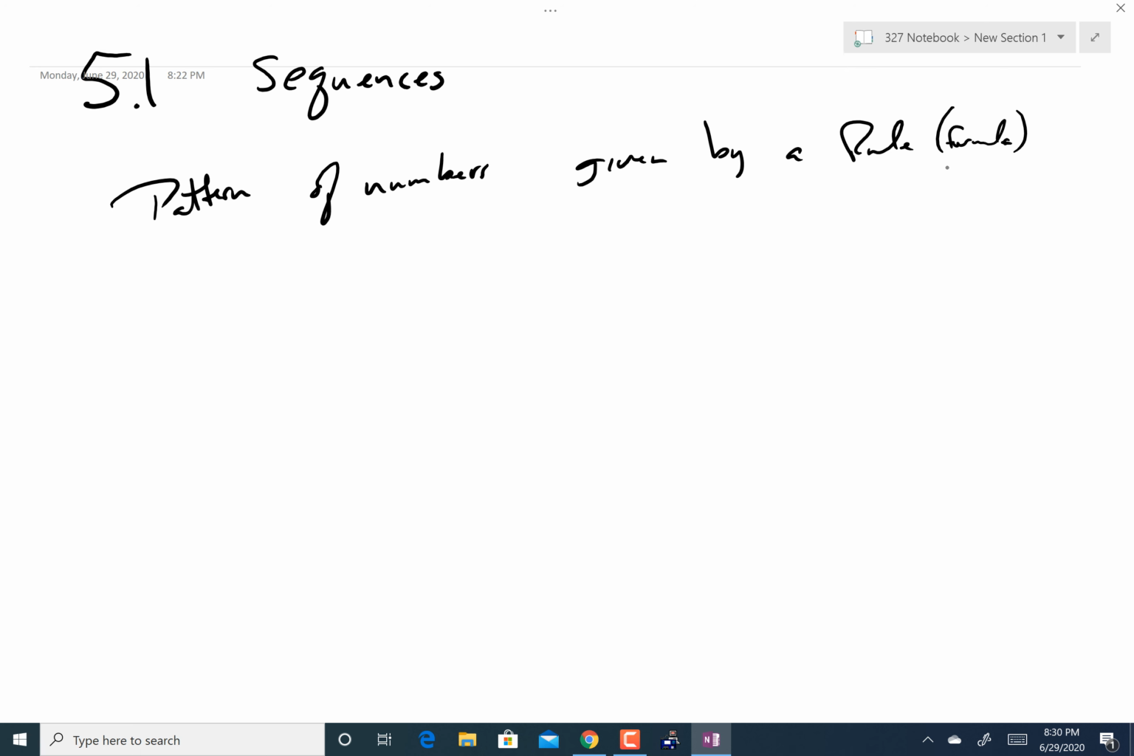Okay, so here's the game. If you can write a formula that looks like this, the nth term is given by some formula, and it'll work for any term, then this is what's referred to as the explicit notation. That's cool.